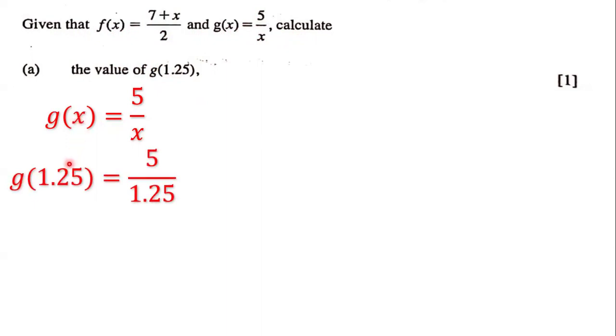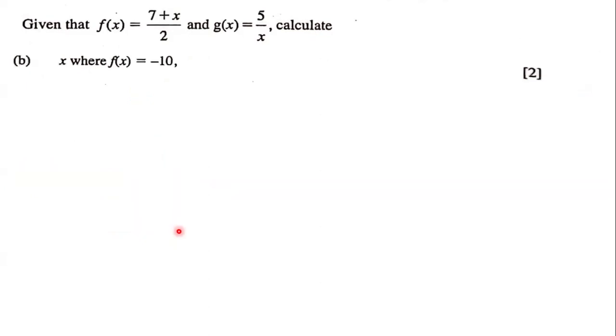So x is here, so we put 1.25 here, and x is here, so you put 1.25 here. So g(1.25) is equal to 5 over 1.25. And so we must divide these two, 5 divided by 1.25, and that gives us 4. So g(1.25) is equal to 4, and that's the answer to this question.